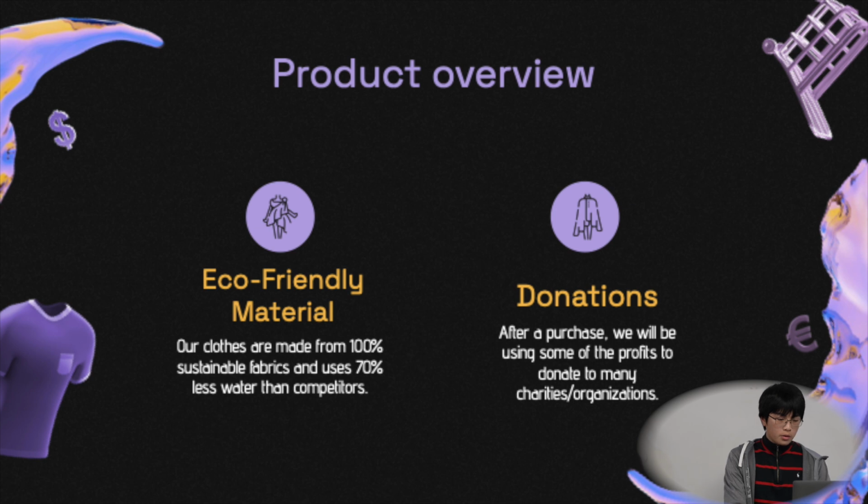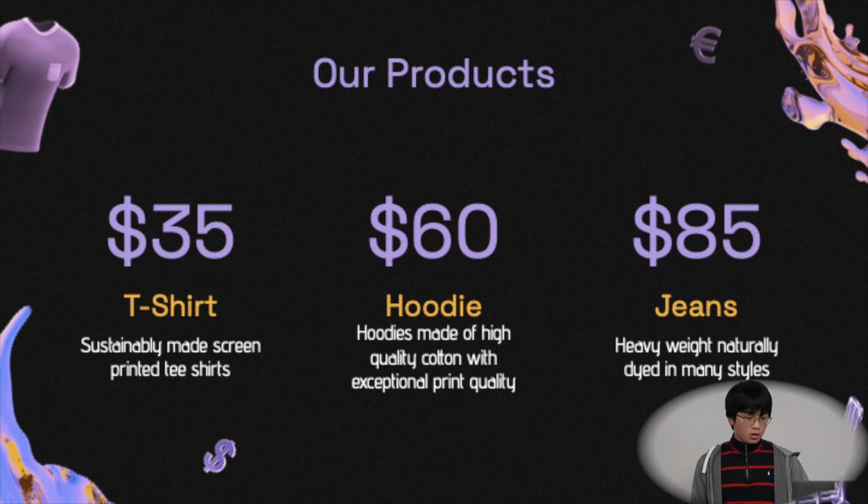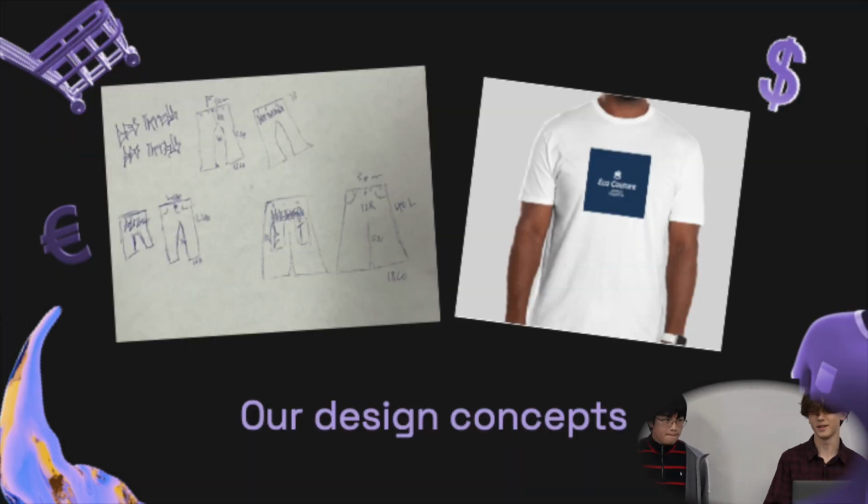In our product overview, our clothing is made out of 100% sustainable fabrics and uses 70% less water than others. And like I said, we're going to donate to organizations that can clean up the earth. Our product prices start at $35 per t-shirt, $60 per hoodie, and $85 per jeans. Here are some of the designs we came up with. We made designs for t-shirts, pants, and hoodies.